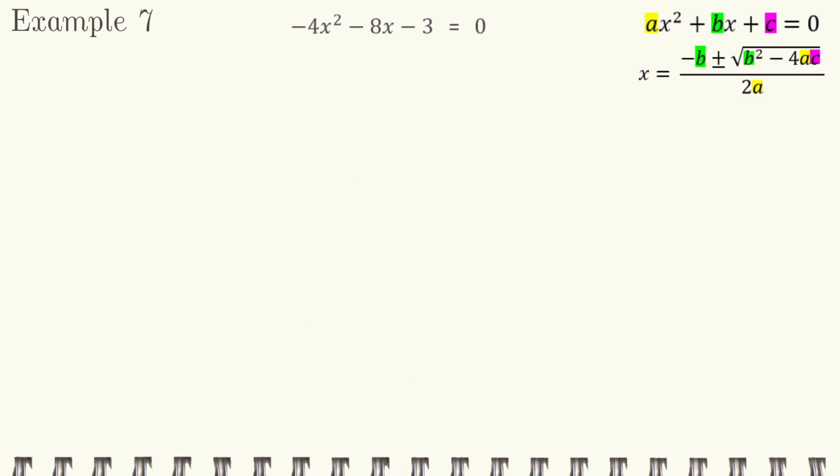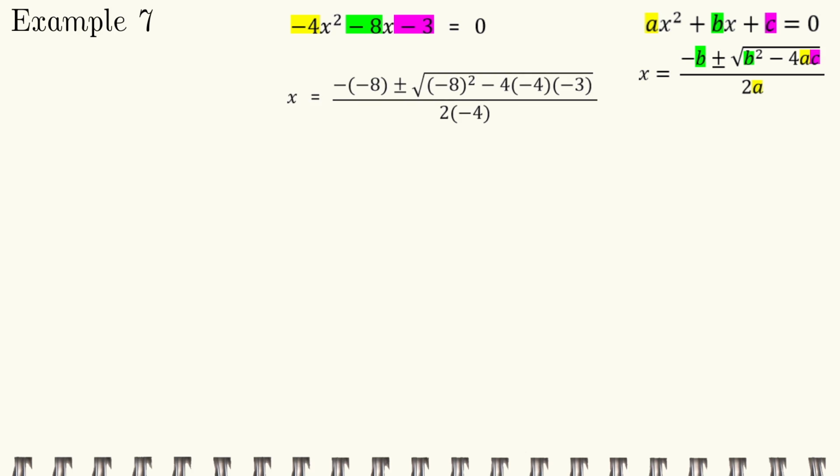In our final example, we have negative 4x squared minus 8x minus 3 is equal to 0. Pause, give it a go, come back when you're ready. In this scenario, a was equal to negative 4, b was equal to negative 8, and c was equal to negative 3. Plugging it into our quadratic formula, we get the following.